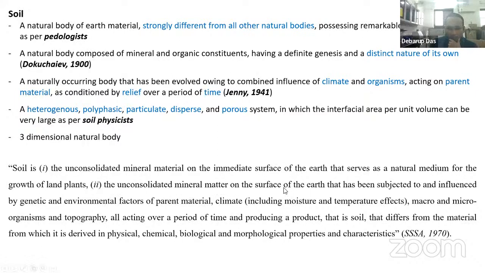The unconsolidated mineral matter on the surface of the earth that has been subjected to and influenced by genetic and environmental factors of parent material, climate, including moisture and temperature, macro and microorganisms, and topography, all acting over a period of time and producing a product that is soil. So first, there is unconsolidated material forming from the rocks. That unconsolidated material is actually regolith, or you can also say parent material, on which different factors will act and form the true soil. Now this soil differs from the material from which it is derived in physical, chemical, biological and morphological properties and characteristics. From the parent material, the soil must differ in all these four terms: physically, chemically, biologically and morphologically.